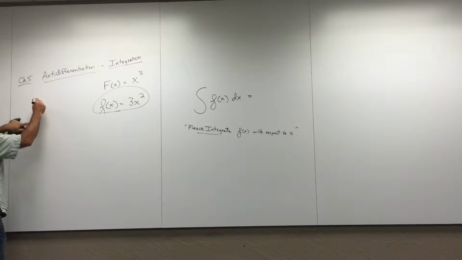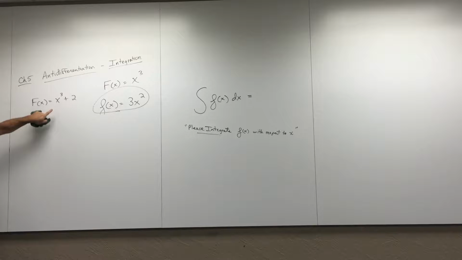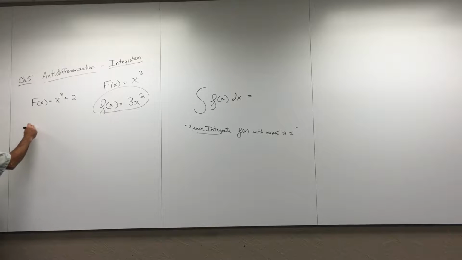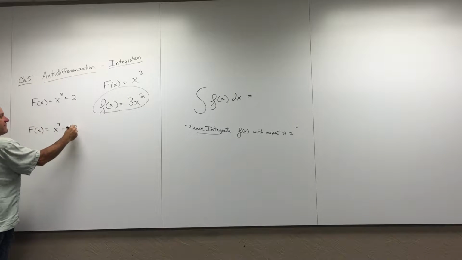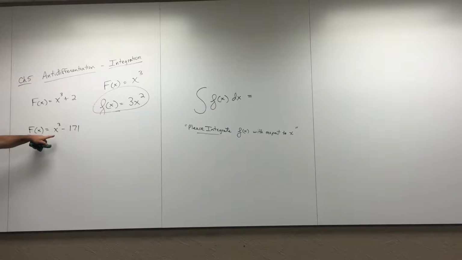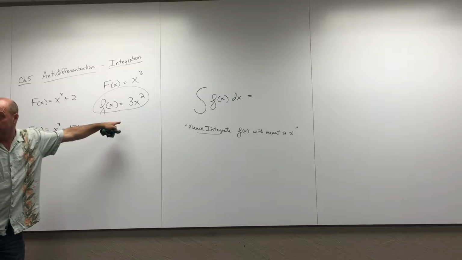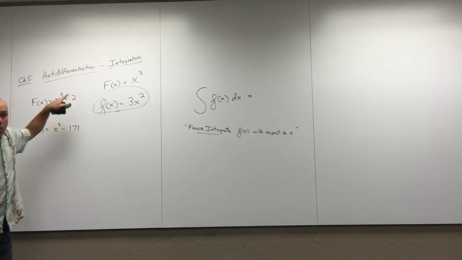Oh, what about x cubed plus 2? Let's take its derivative. If you take its derivative, what do you get? 3x squared. What if you did x cubed minus 171? What if you took its derivative? 3x squared. So the antiderivative of 3x squared is really not just this one or that one.